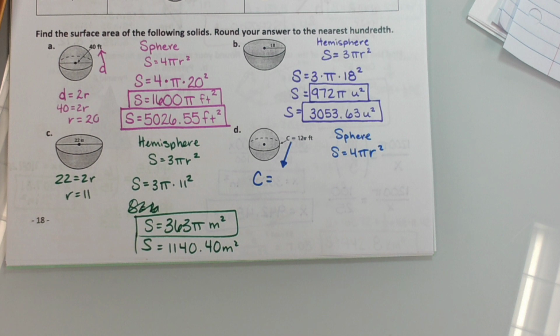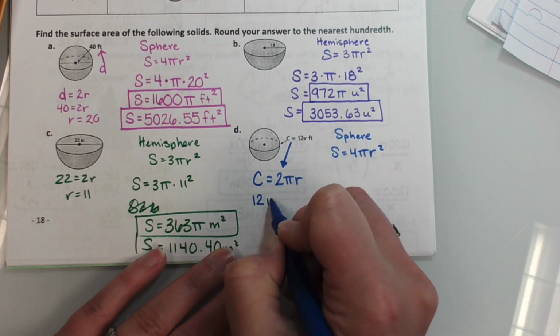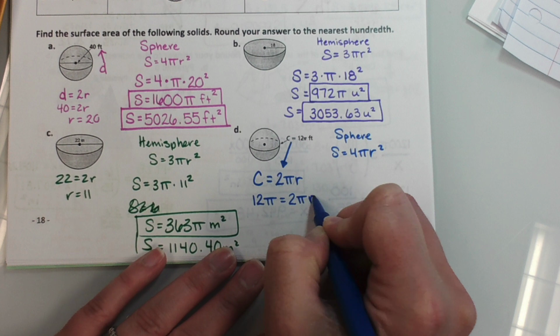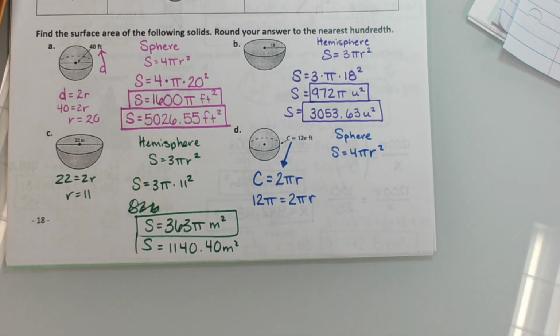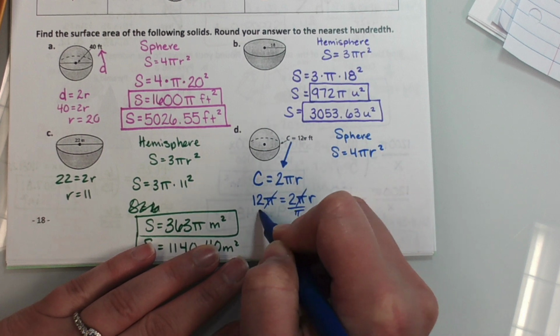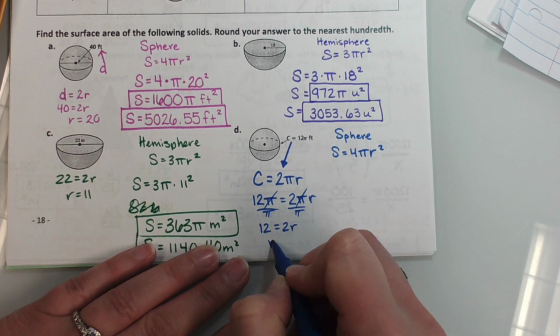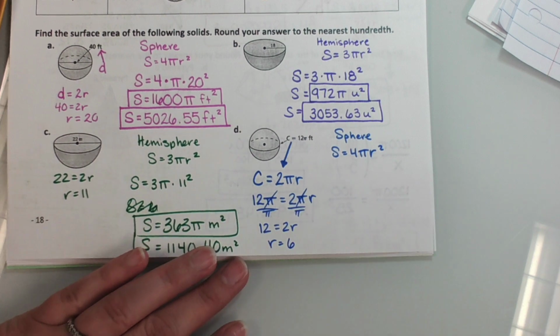Which one makes more sense to use if I'm looking for surface area? 2 pi r, because I need the radius. So that means 12 pi is equal to 2 pi r. Remember, if you're given information like a circumference, you can always use circumference formulas, work backwards in order to work forwards on another formula. I want to get the radius. What's going to happen to the pi's? Death to them both, because I'm going to divide by pi. So 12 is equal to 2r, which means the radius is 6.